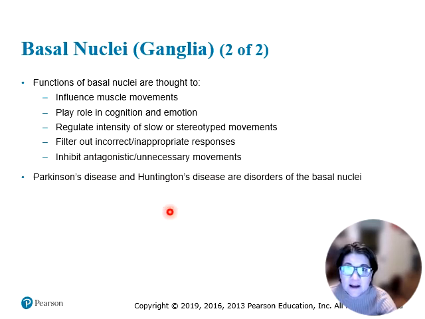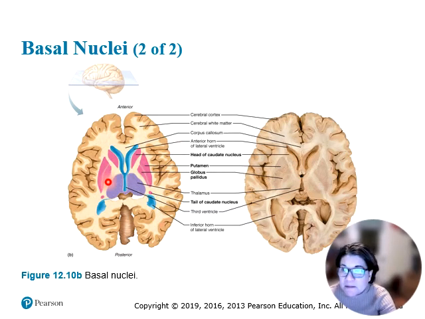Okay, so basal nuclei. They think that they influence muscle movements, help with cognition and emotion, intensity of slow or stereotype movements, filter out inappropriate responses, and suppress antagonistic or unnecessary movements. And they know this because if you have a disorder in them, like Parkinson's or Huntington's, they know what they do. Okay, so that's where they're located there. So if they see a disorder in those areas, those are the symptoms. They can tell what those functions probably are.